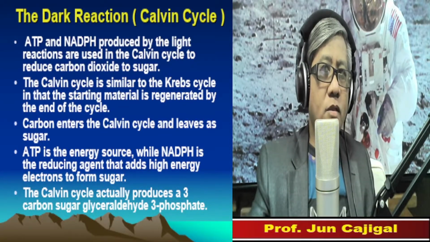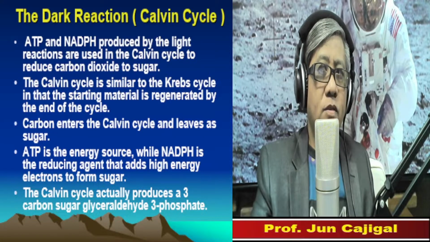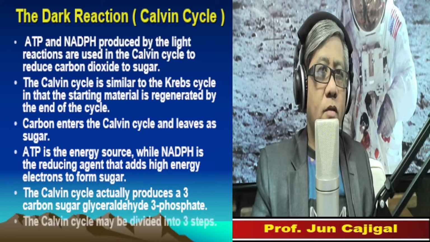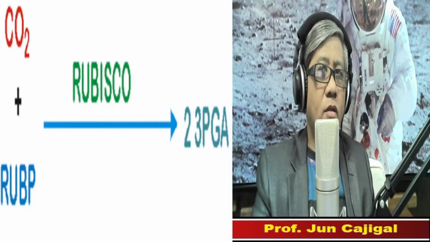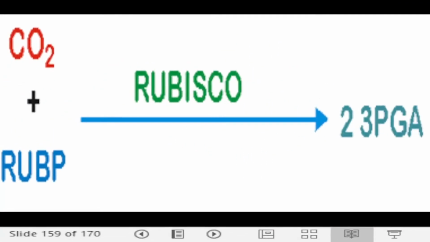Now, the Calvin cycle is divided into 3 steps. So let us now focus first on step number 1. In step number 1, carbon dioxide enters the reaction. Recall, carbon dioxide comes from the atmosphere, which enters the leaves of the plant through tiny openings called stomata.